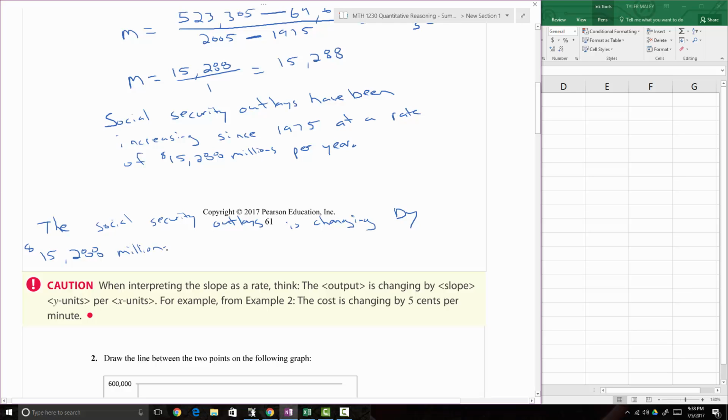So I'll just do dollars in the millions, per, my X unit is year, right? So per year. So this is a sentence interpreting that slope. You want to be able to replicate this. The main part of the sentence that you want to know is this part: the output is changing by the slope, Y units per X units. So you want to make sure you can do that on your own.